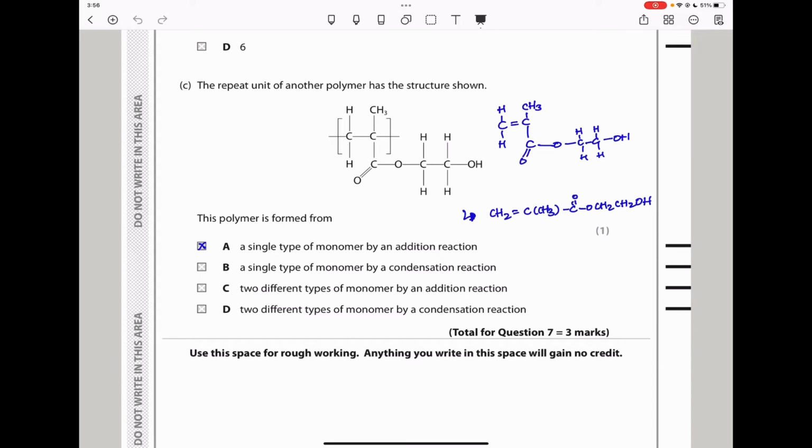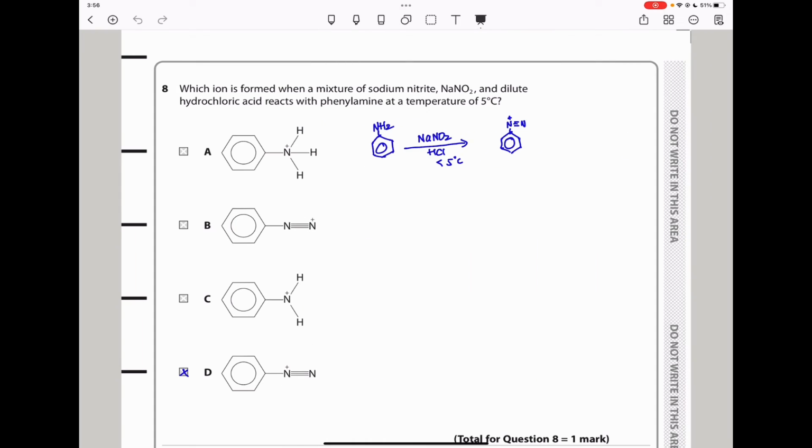So let's go to question 8. Question 8 says, which ion is formed when a mixture of sodium nitrite, which is that, and dilute hydrochloric acid reacts with phenylamine at a temperature of 5 degrees? This is easy. This is phenylamine, as you can see here. When phenylamine reacts with sodium nitrite and HCl, nitrous acid is going to be formed in situ. I don't know if you remember that when we react that plus HCl, the major product produced here is going to be nitrous acid, which is required for this equation to be carried out.